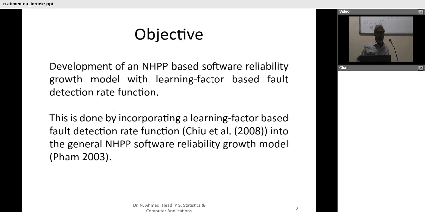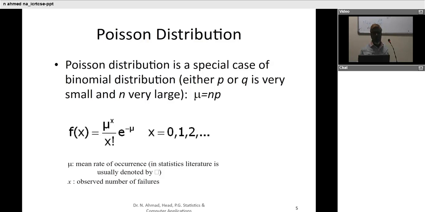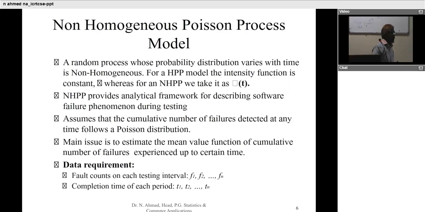Okay. And that dynamic learning factor, I have used the dynamic learning factor proposed by Chiu et al. I have considered that dynamic factor and incorporated it in a general non-homogeneous Poisson process software reliability model. We have an idea about the Poisson process distribution. We know that there are many software reliability growth models that use the non-homogeneous Poisson process. Some use the hypergeometric distribution, and that distribution was a discrete type. The non-homogeneous uses a continuous type.